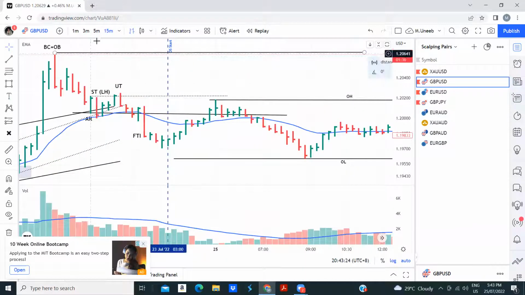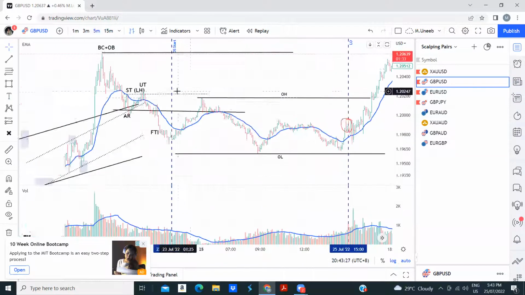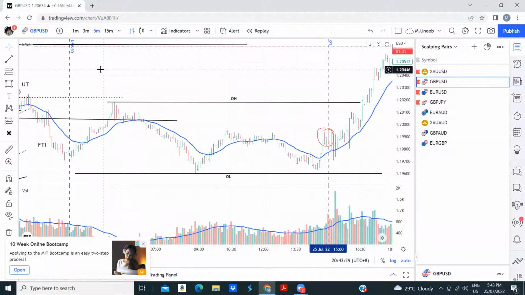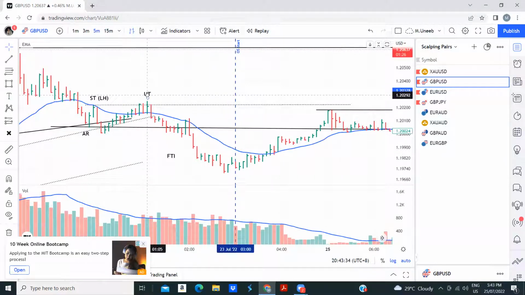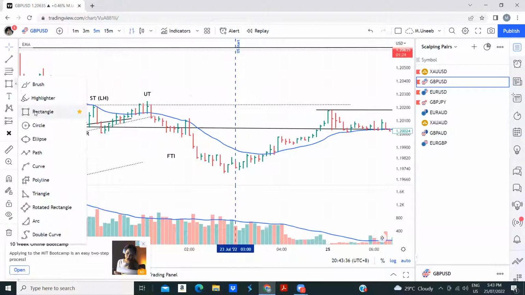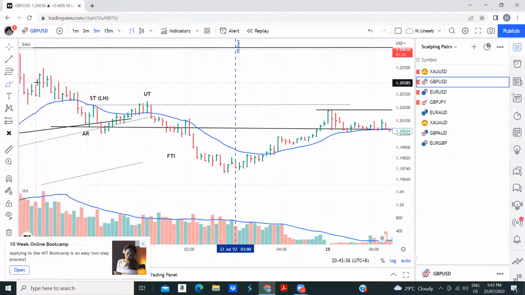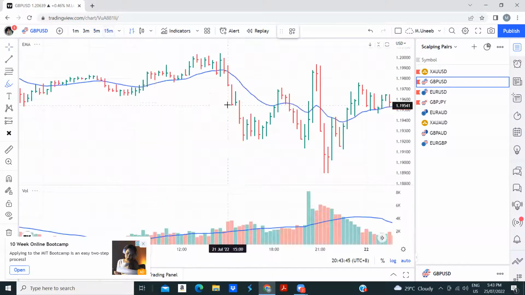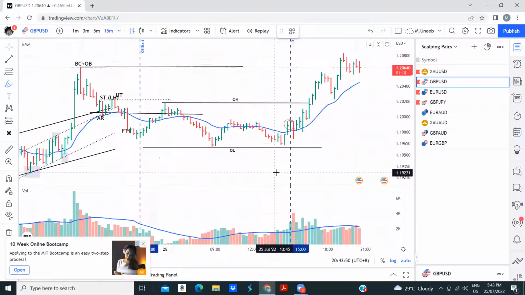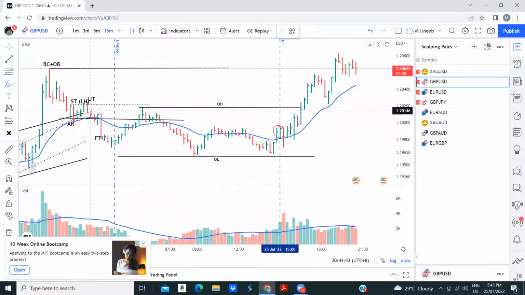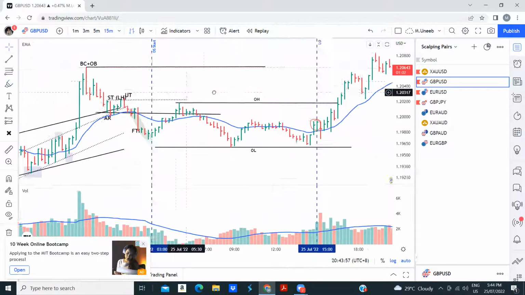All good. Okay, so we have an upthrust here. When we have an upthrust here, this one must be the FTI. Whenever I have an FTI, what I usually do is take this highlight tool and highlight this whole FTI move. Let's go on 15-minute time frame. All right, I've highlighted the FTI move now.